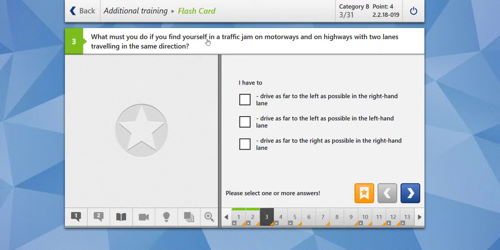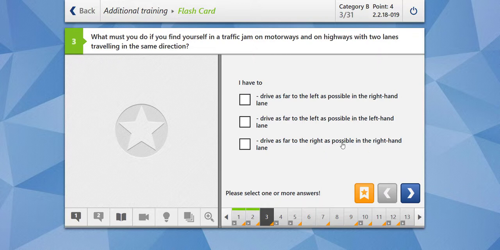What must you do if you find yourself in a traffic jam on motorways and on highways with two lanes traveling in the same direction? Now the important thing is, if you find yourself in a traffic jam, irrespective of whether it's motorways or highways, and there are two lanes in the same direction, what should you do? I have to drive as far to the left as possible in the right-hand lane. I have to drive as far to the left as possible in the left-hand lane. Drive as far to the right as possible in the right-hand lane.